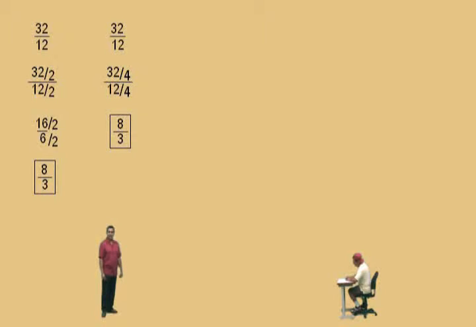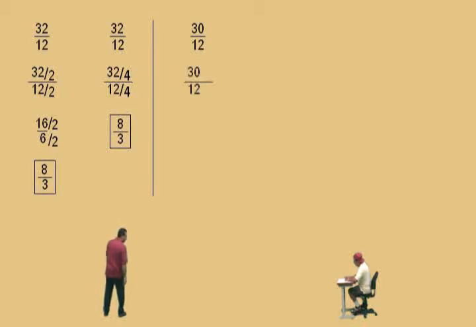Let's do another one. All right, Charlie, here we go. 30 divided by 12. Now, once again, Charlie, we're going to divide by 2s because we're too chicken. Okay, we're going to divide by 2. Now, what's 30 divided by 2, Charlie? 15. Okay, and 12 divided by 2? 6. So we divided both the top and the bottom by 2.